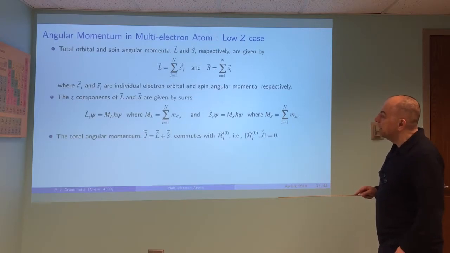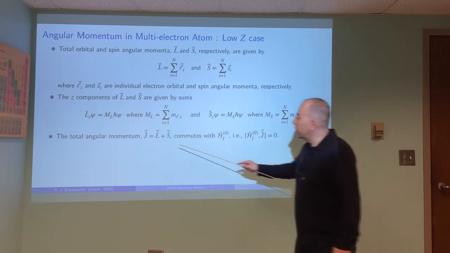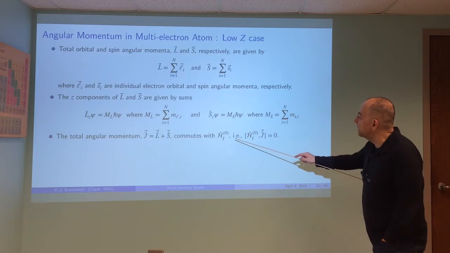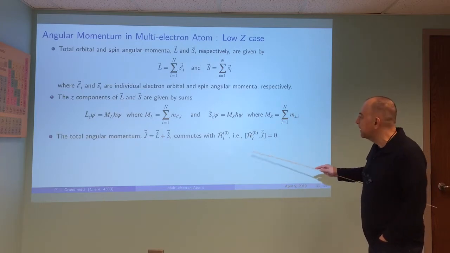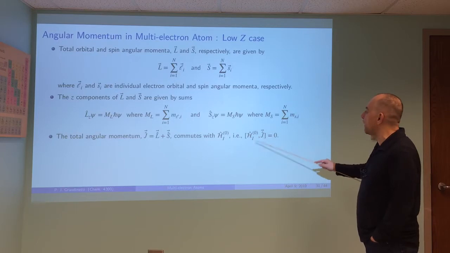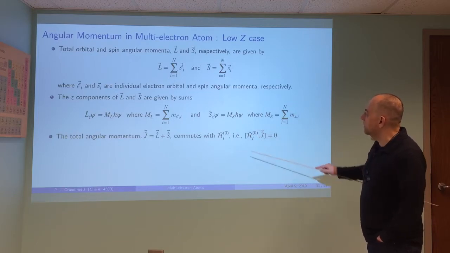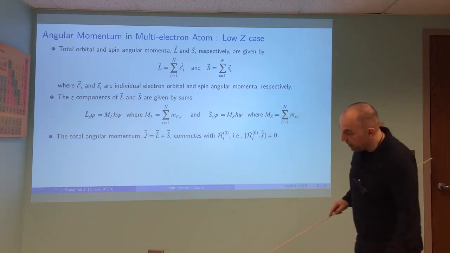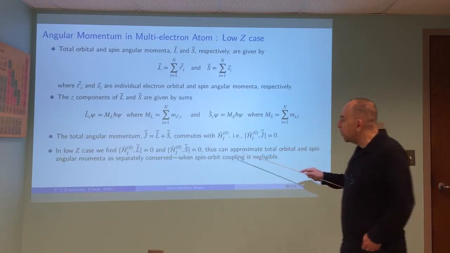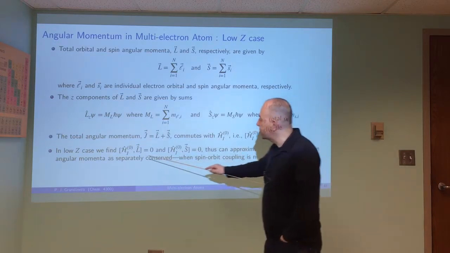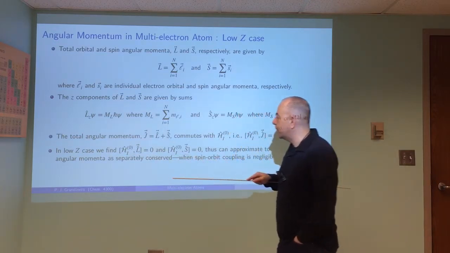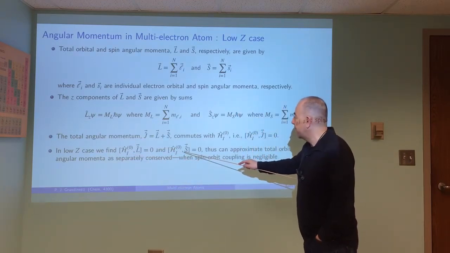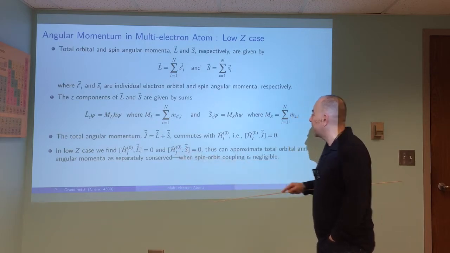Now the total angular momentum we write as just the sum of L and S. As you might expect, the total angular momentum commutes with the whole Hamiltonian, and it also commutes with the zeroth order Hamiltonian. So that's clearly a constant of motion in this system. But in the low Z case, with these definitions, we'll also find that the total orbital angular momentum operator commutes with H0, and the total spin angular momentum commutes with H0.